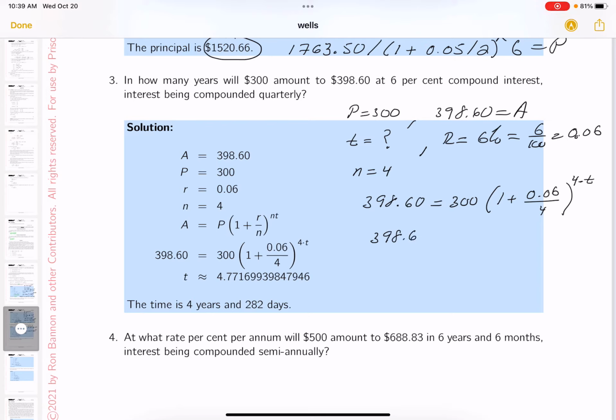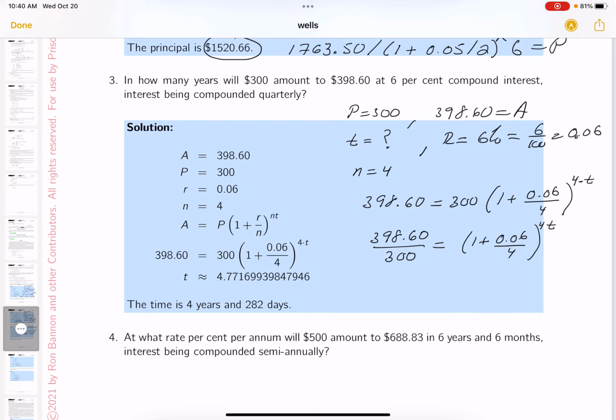398.60 over 300 equals, well, let's write this down, 1 plus 0.06 over 4 raised to 4t. Okay, what they did next, and this is something that I'm not going to be doing, they had to go through a bunch of things to get the answer over here. I'm going to say I don't need all those tricks.